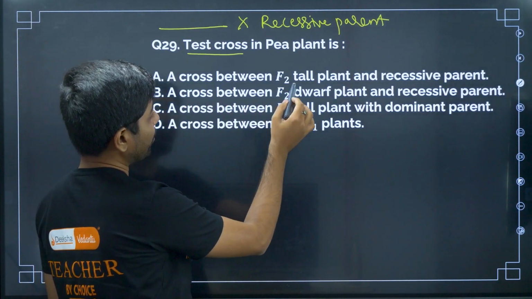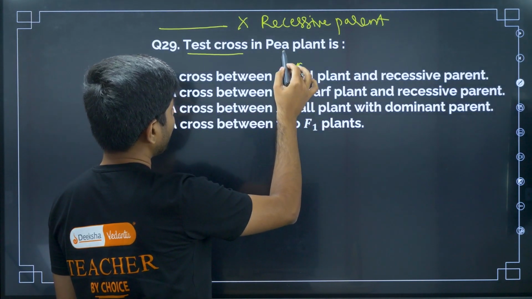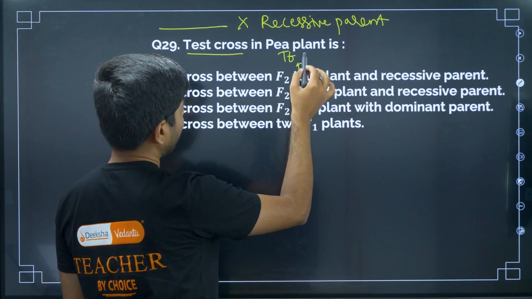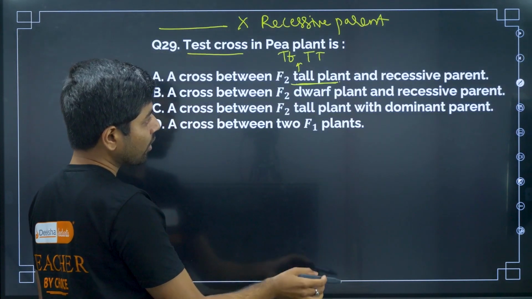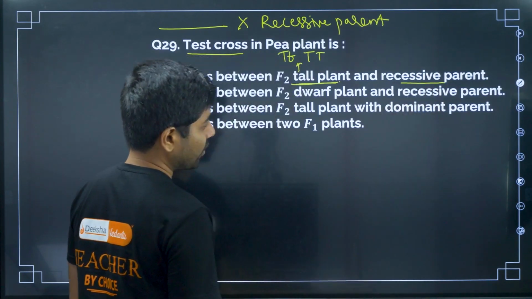Here, a cross between F2 tall plants. Now, tall can be TT, right? Or it can also be Tt. Now this we don't know. This is unknown versus a recessive parent which we know.